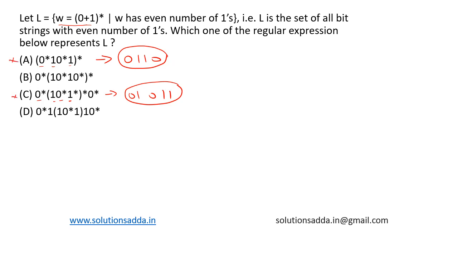Now option D. It cannot accept any string with zero number of ones. For example, this is also a string with even number of ones. This is also a string with even number of ones. Here at least one is required. So this is also not the correct option. Let's see option B. Option B would be the correct answer here because it can accept all bit strings with even number of ones. So option B is the correct answer here.